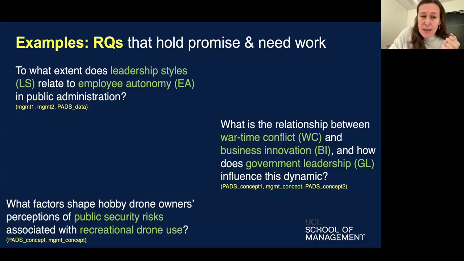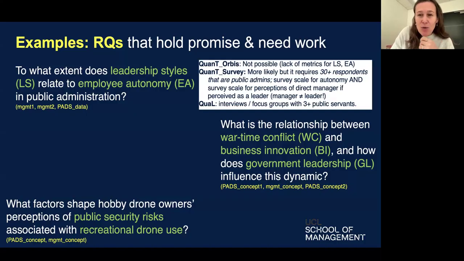However, I see some issues with this question. There's merit in all questions, but we need to pay attention to what could be the bottlenecks, the elements that will prevent timely progress on getting data and analyzing it. So I put my notes on the right-hand side for this question.